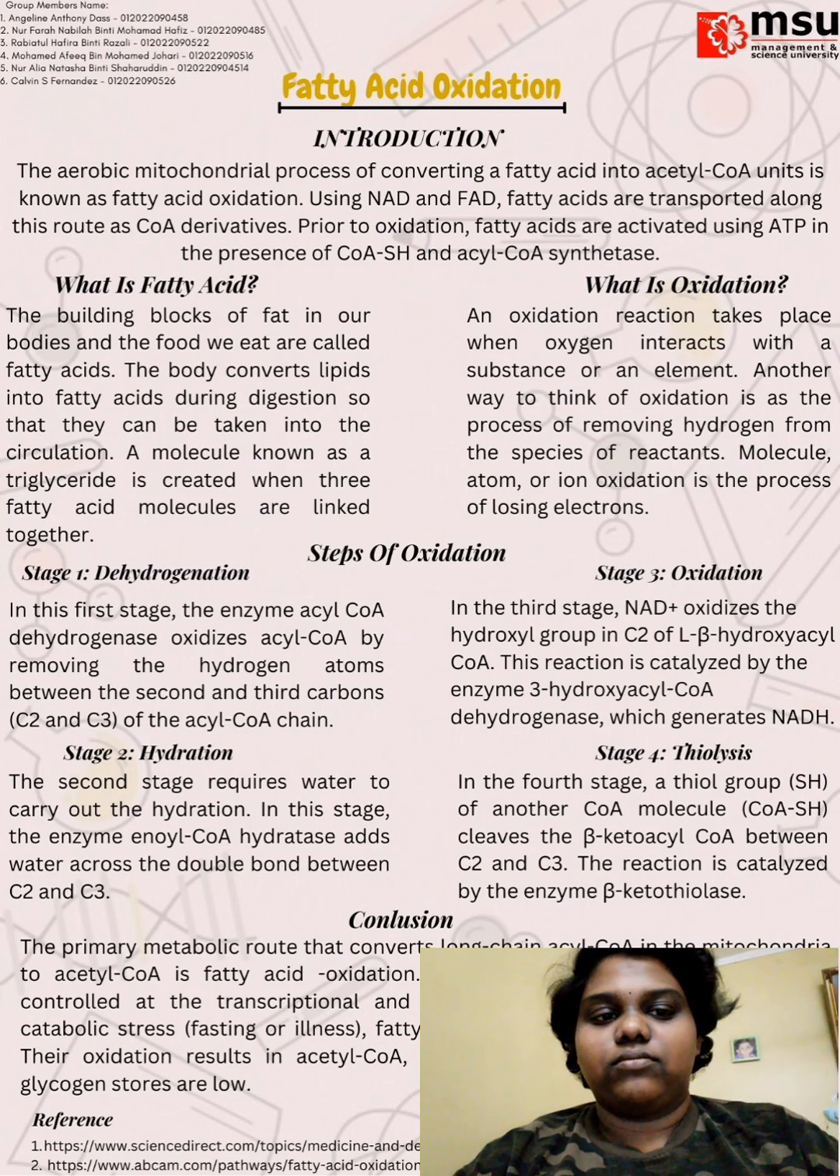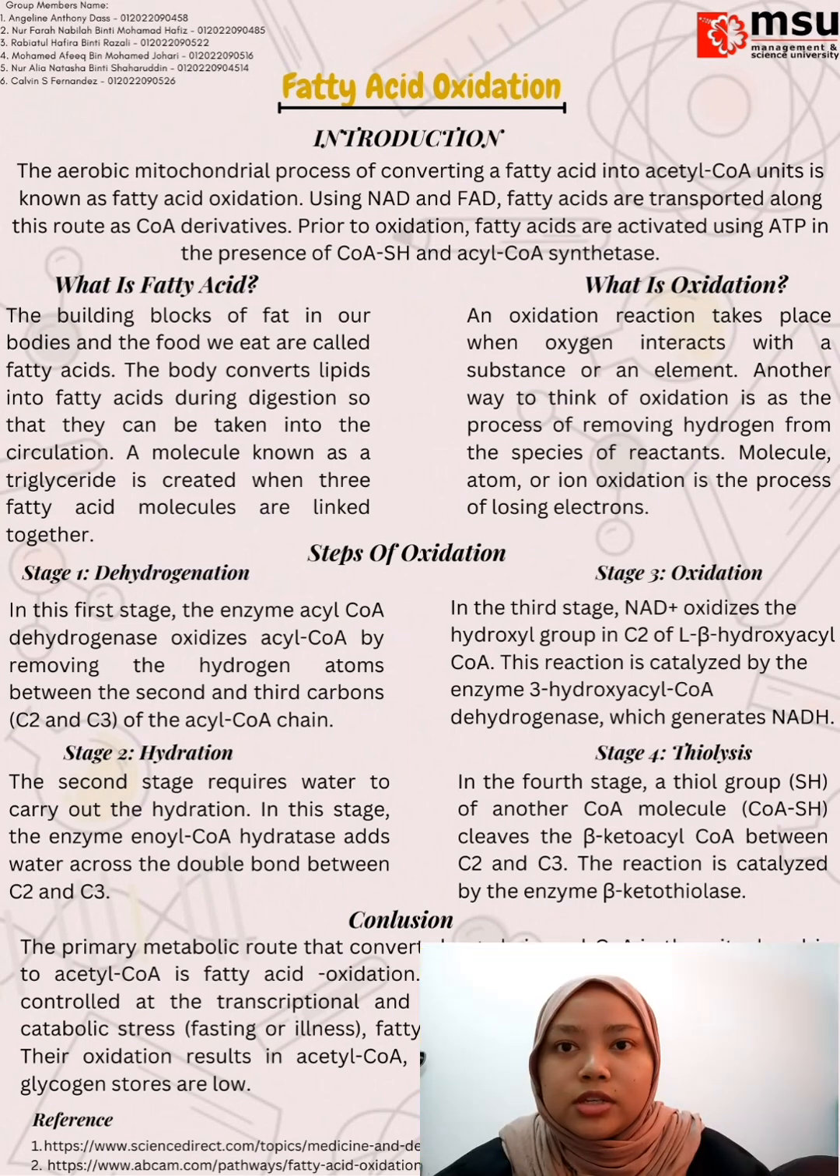Stage 1, dehydrogenation. In this first stage, the enzyme acyl-CoA dehydrogenase oxidizes acyl-CoA by removing the hydrogen atoms between the second and the third carbon, C2 and C3, of the acyl-CoA chain. This forms a double bond between carbon C2 and C3. The end product of this reaction is trans-delta-2-enoyl-CoA.